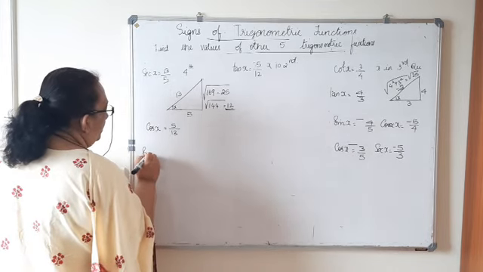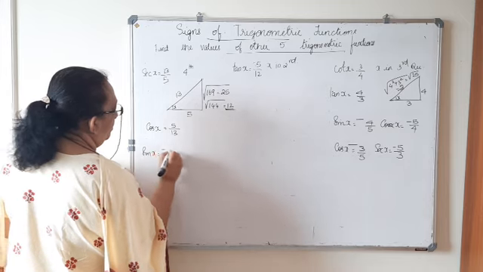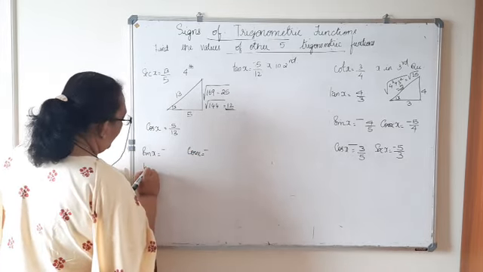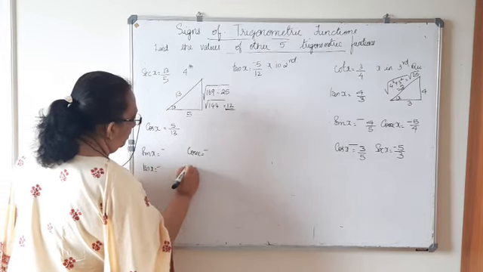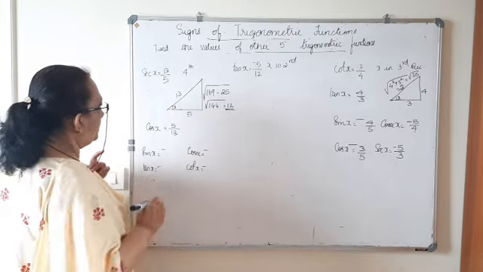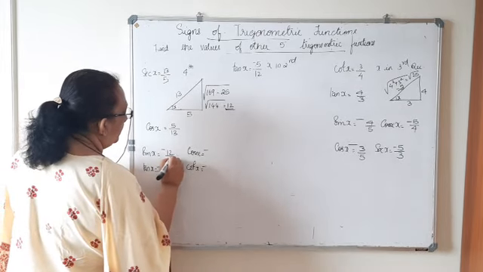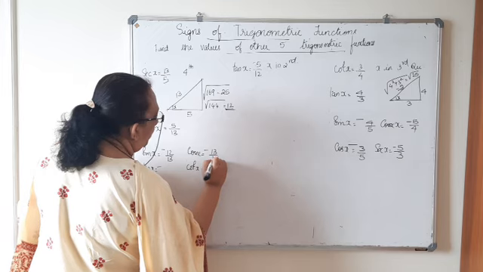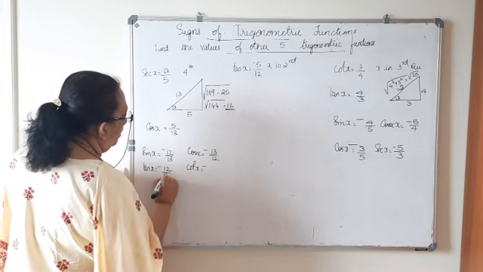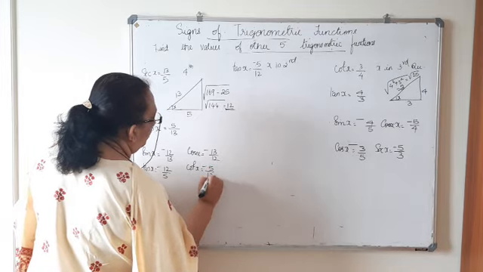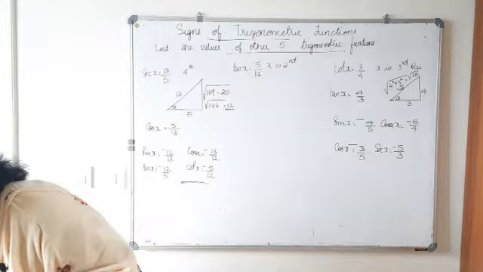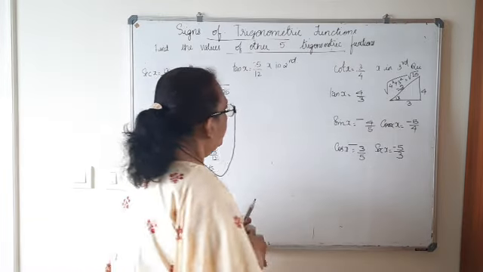In the fourth quadrant, sin x is negative, cosec x is negative, tan x is negative, cot x is negative. Now find out sin x. It is minus 12 by 13, and cosec x will be minus 13 by 12. Tan x is minus 12 by 5, cot x is minus 5 by 12. First fix the sign and then find out the relevant values.